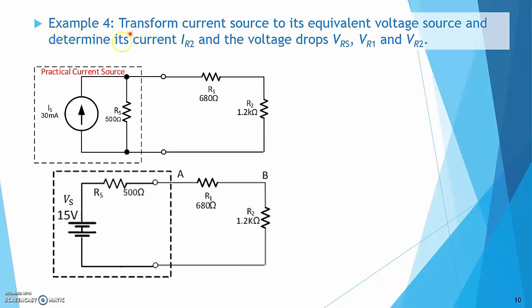In this example, a practical current source is given. We are required to convert it to a practical voltage source. Then we are going to calculate some current and voltage values of this converted circuit.